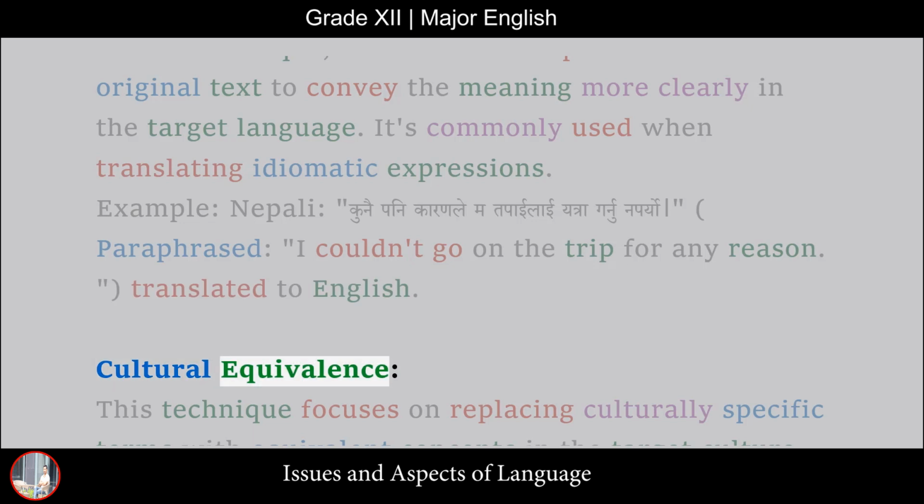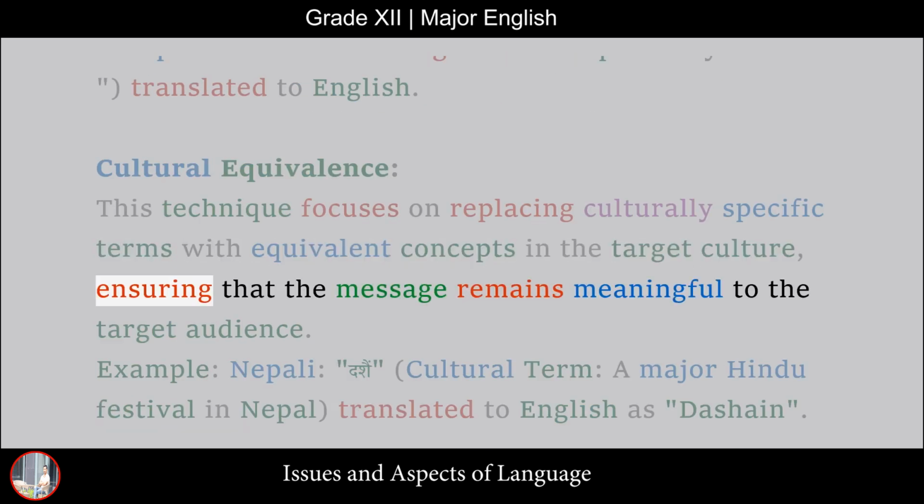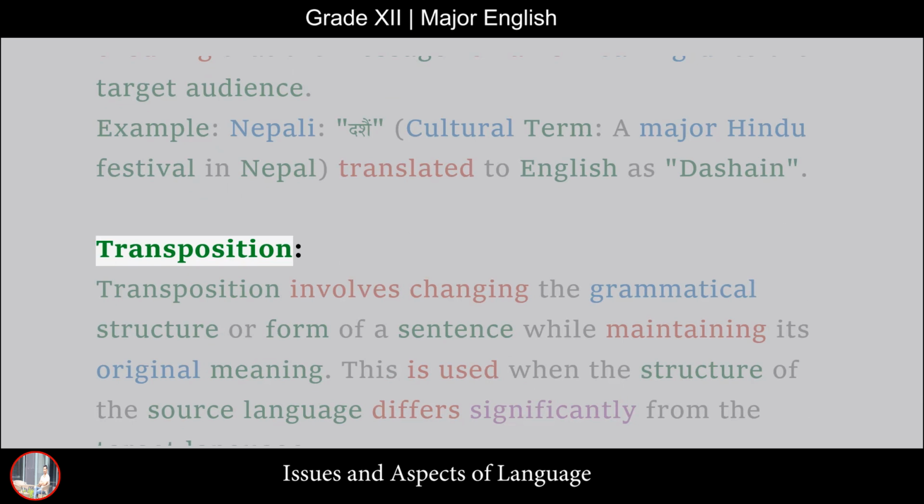Cultural equivalence. This technique focuses on replacing culturally specific terms with equivalent concepts in the target culture, ensuring that the message remains meaningful to the target audience. Example: Nepali, cultural term, a major Hindu festival in Nepal, translated to English as XII. Transposition.